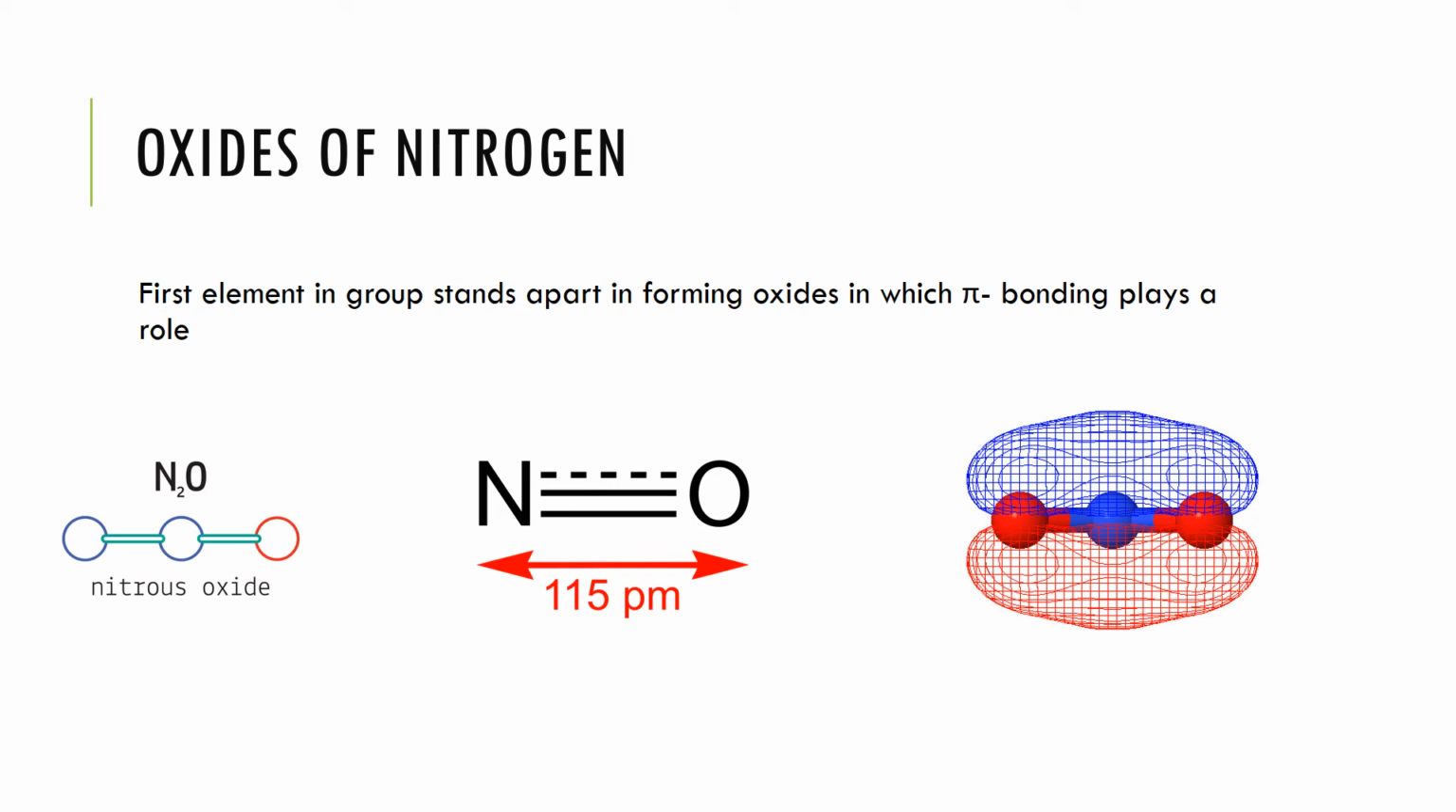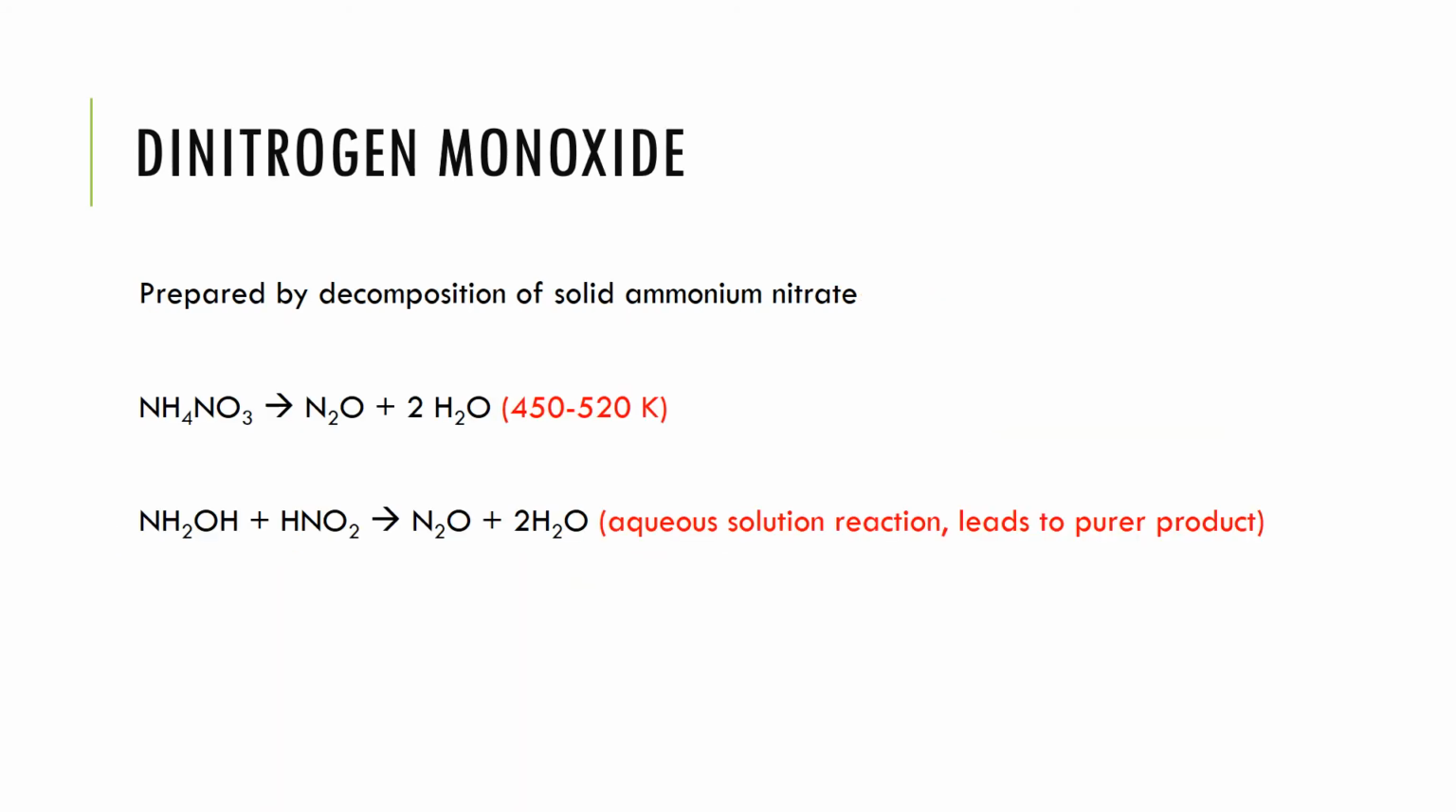Now, the first element of the group stands apart because it forms oxides in which pi bonding plays a role. So you can see the structure of various oxides of nitrogen there. You can prepare dinitrogen monoxide by decomposition of solid ammonium nitrate.